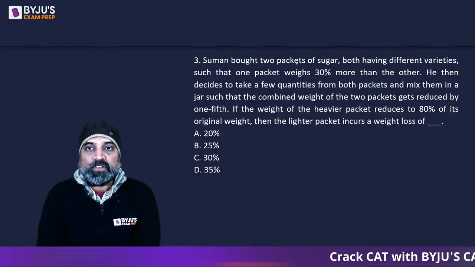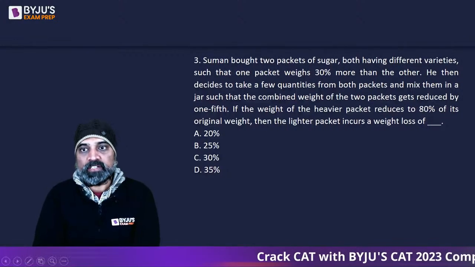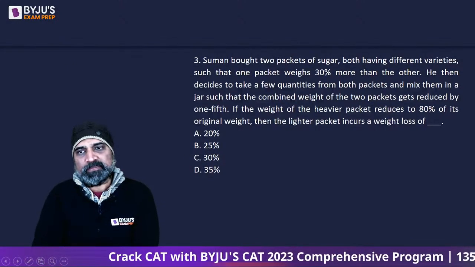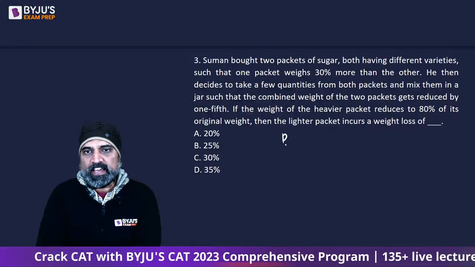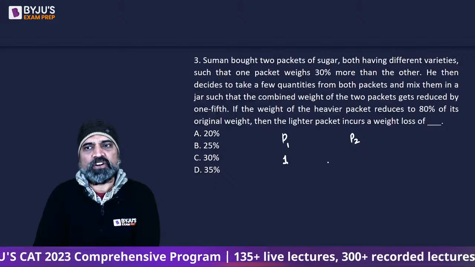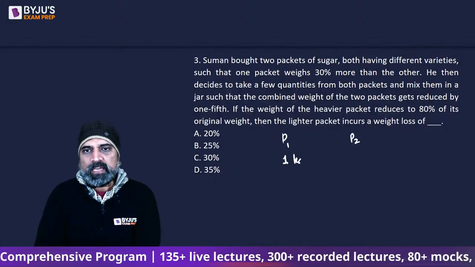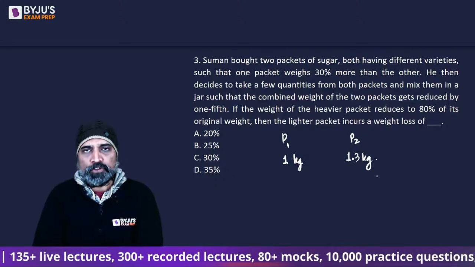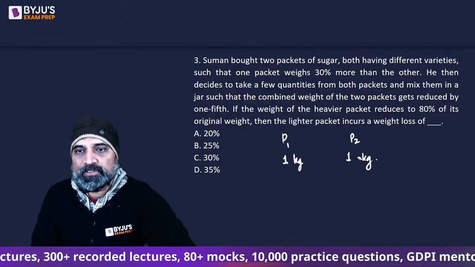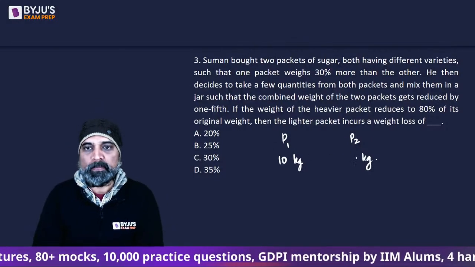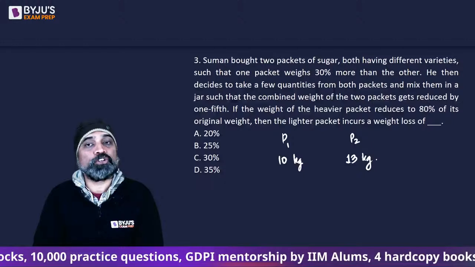So we have got 2 packets of sugar and they have different varieties, such that one packet weighs 30% more than the other. So let's say we have packet 1 and we have packet 2. If packet 1 weighs 1 kg or 1 unit, packet 2 will weigh 1.3 kg. If you don't want to deal with decimal values, you can consider them to be 10 kg for packet 1, such that packet 2 will turn out to be 13 kg in weight.